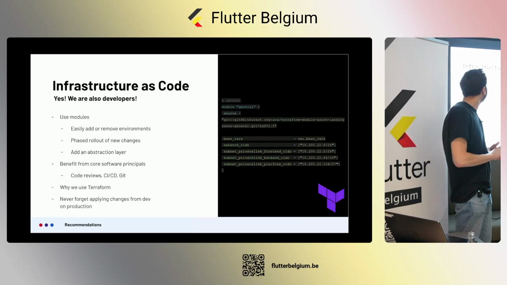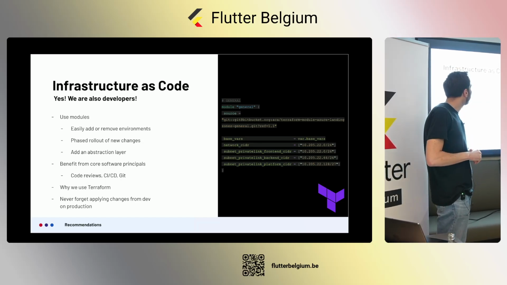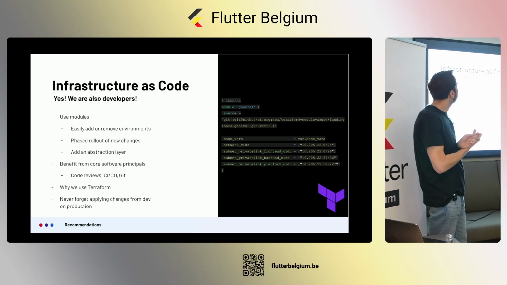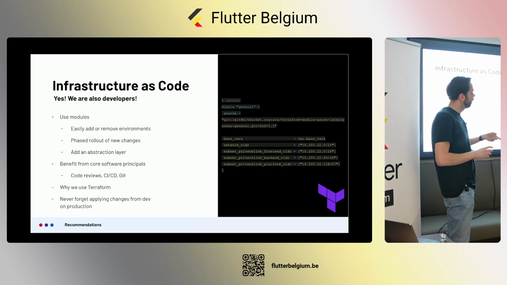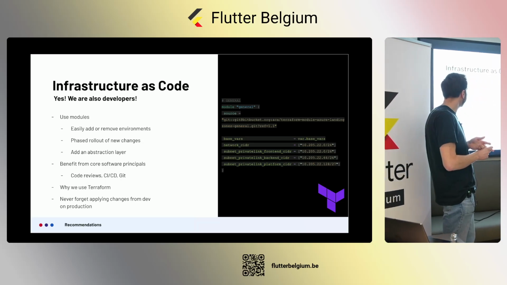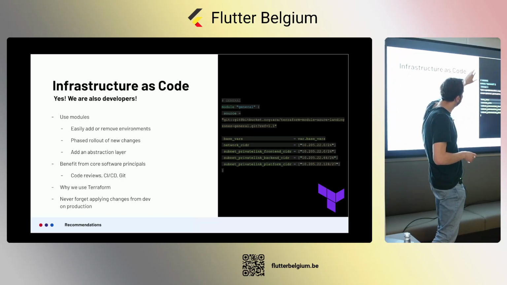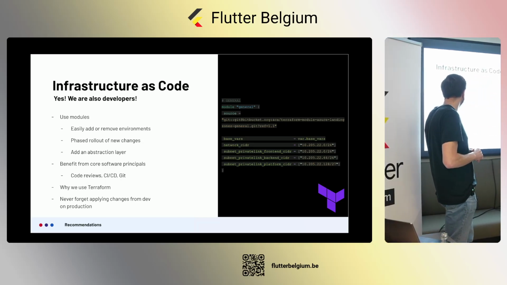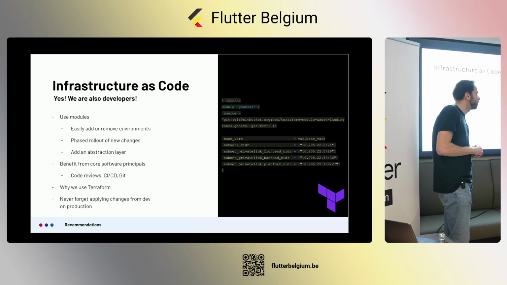Then the next one, infrastructure as code. Everything you create in the cloud, also write it in code. Why should you do this? What's important when writing infrastructure as code is to use modules. This allows you to quickly add or remove environments, and also add abstraction. There are a lot of resources created behind the hood, but for an end user, creating this is much more lightweight. Also, you can do code reviews. We use Terraform, for example.